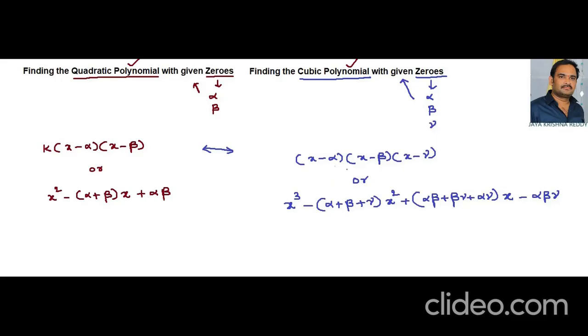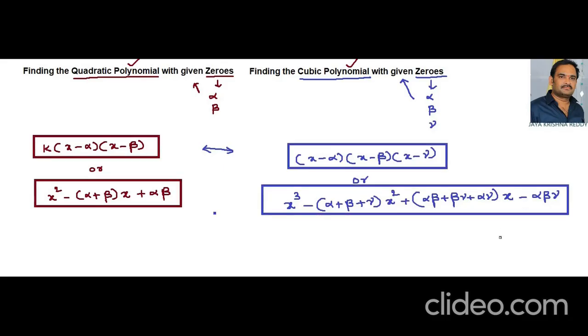First one is x minus alpha into x minus beta into x minus gamma, or second one x cube minus (alpha plus beta plus gamma) into x square plus (alpha beta plus beta gamma plus alpha gamma) into x minus alpha beta gamma. Here you can observe in the formula, first positive sign is there, and next negative sign, and next positive sign, and next negative sign, means alternate signs, plus minus plus minus. So these are the formulas we have to use to find the cubic polynomial with given three zeros alpha, beta, gamma.